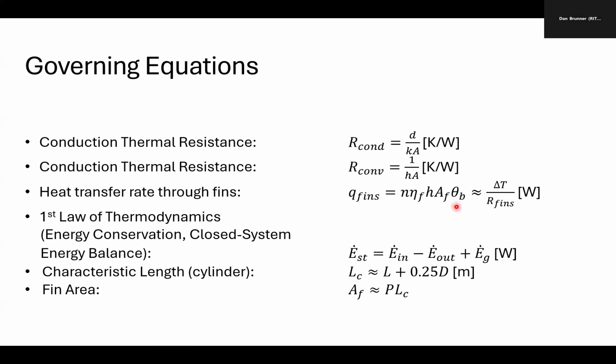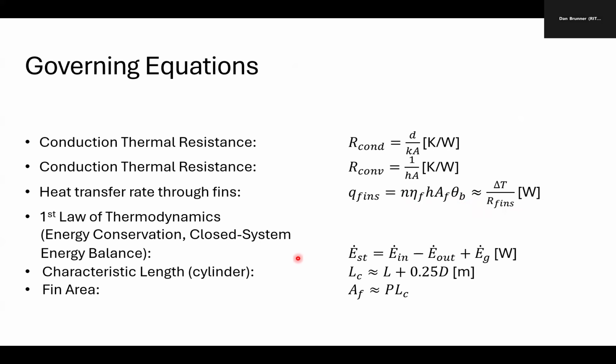Well, if this theta b term is about equal to the change in temperature, then our fin resistance will be 1 over the number of fins times the efficiency times the convection coefficient, and finally times the fin area, all in the denominator.